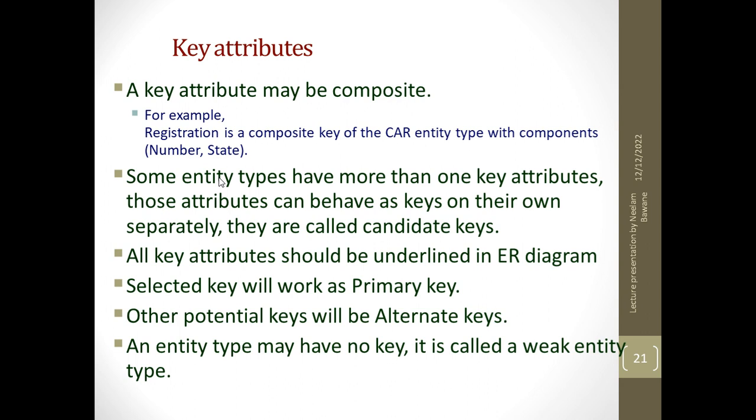Sometimes some entities may have more than one key attribute. For example, in a university scenario, the register number and the Aadhaar card number might both be unique keys. So they are called candidate keys. In that case, I choose the student registration number as the primary key, and the Aadhaar number becomes the alternate key. Those are other potential keys, but they are not selected as the primary key. If an entity does not have any key, it is called a weak entity type.